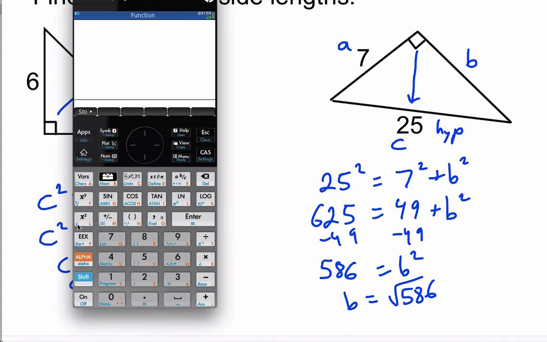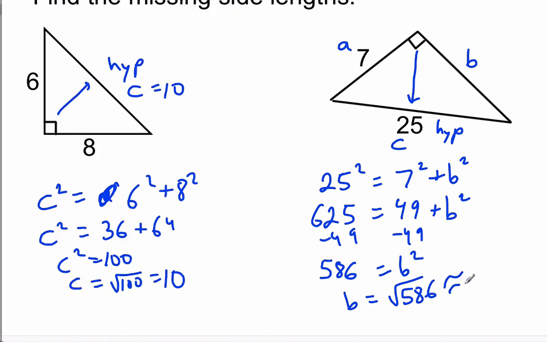On this calculator, square root's right there. I have to press shift and this button to get square root. Let me clear that. So shift, square root, and 586 equals. So we get approximately, we have to round it, 24.2. So this is the exact answer. If it's a non-calculator test, you can just write the exact answer, but here's the approximate answer that you can get with your calculator and rounding.